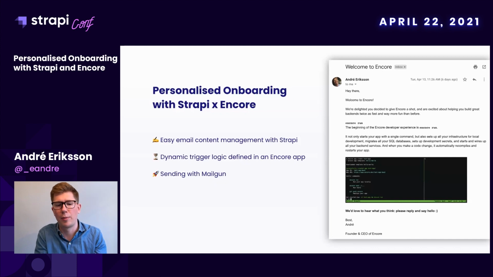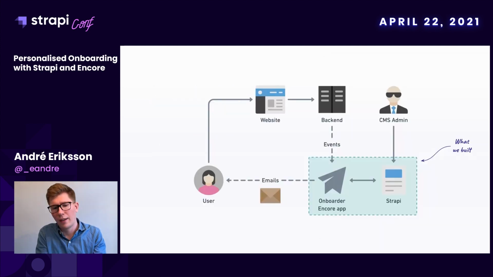We started to use Strapi for content management and being able to define not only the emails themselves, but also a whole onboarding series with multiple steps and different conditionals depending on what sort of features you were using. And then we packaged this up in an Encore application with custom business logic that then integrated to fetch the content from Strapi and send it off to our users with Mailgun. And this is how it looks.